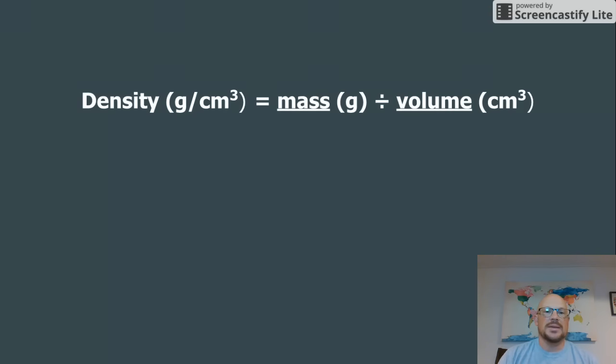If it has more density than water, it's going to sink. So paper would float, a rock would sink. The way that we figure out density mathematically is density equals mass divided by volume. So how much matter there is divided by how much space it's taking up. Another method that we use to find density is to place it into a liquid of a known density and see, does it float or does it sink? That gives us an idea of how dense that particular object is.